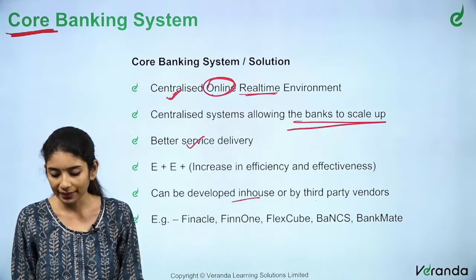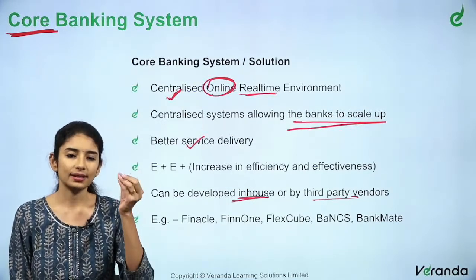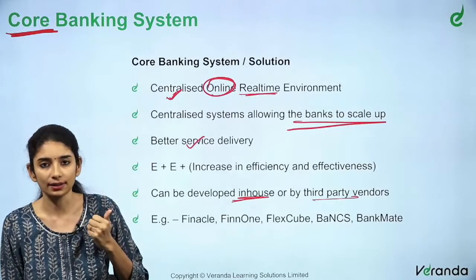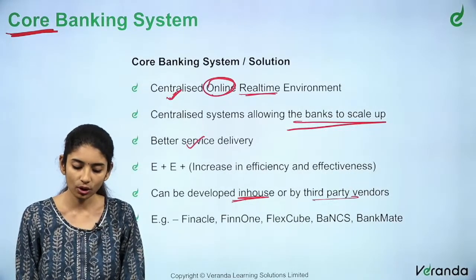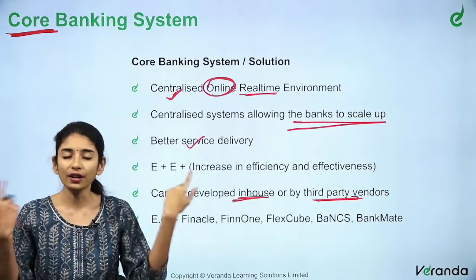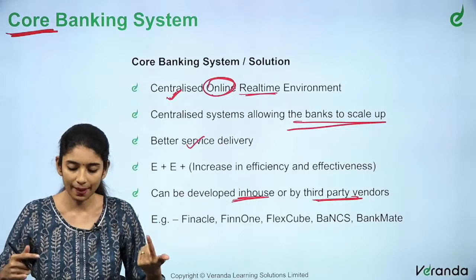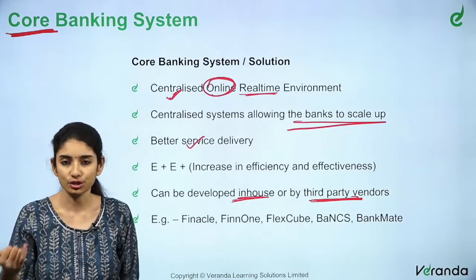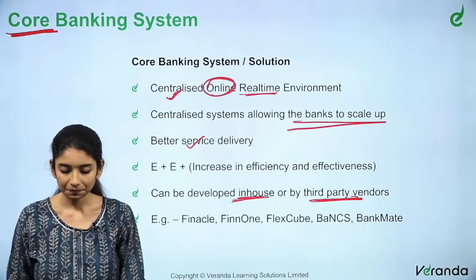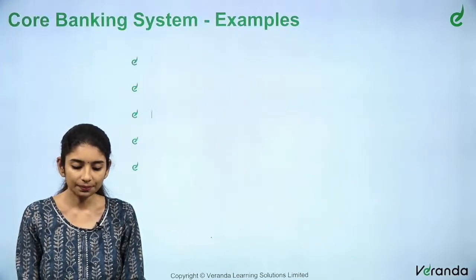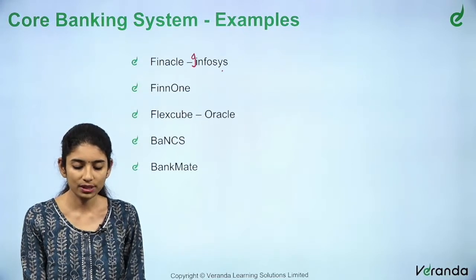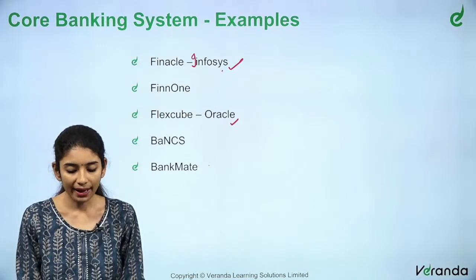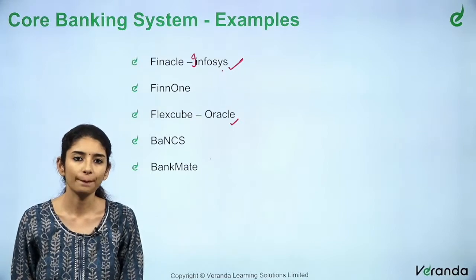Can be developed in-house or by third-party vendors. Earlier, smaller banks wanted to put only one part of their function in a core banking software. In that case, they would develop that by themselves, but nowadays, all the functions the banks like to have on the core banking system app. So, core banking solution. In that case, they go to a third-party vendor, say a big IT provider like Infosys or Oracle, and they take the software from them. Example of core banking software: Finacle, developed by Infosys. FlexCube is developed by Oracle. Banks and BankMate. Few sample examples of core banking softwares.